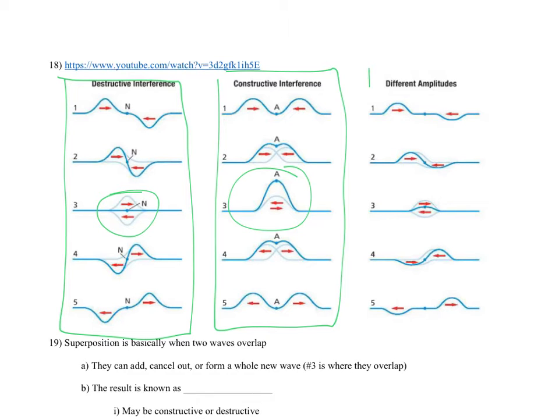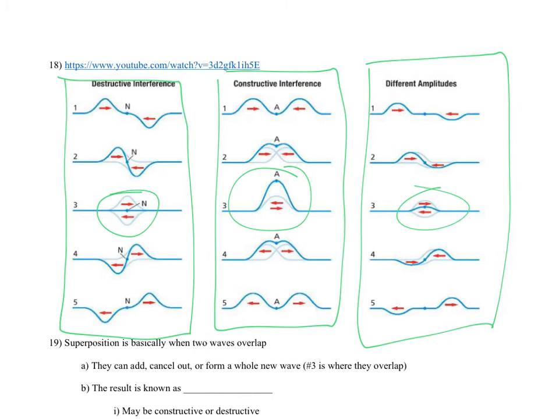And then different amplitudes, we're not really going to focus on this a lot as far as naming it goes. It's kind of like a destructive-ish interference. Some people say partially destructive. You notice the waves don't fully cancel each other out, but they do make like a baby wave there in the middle.